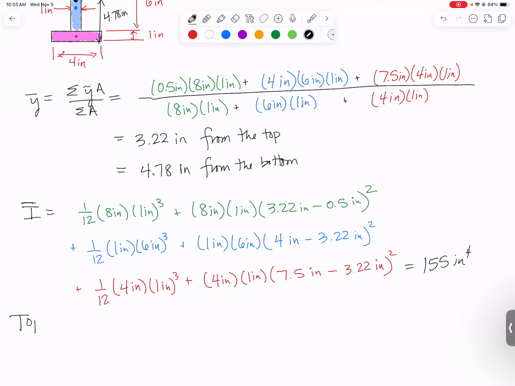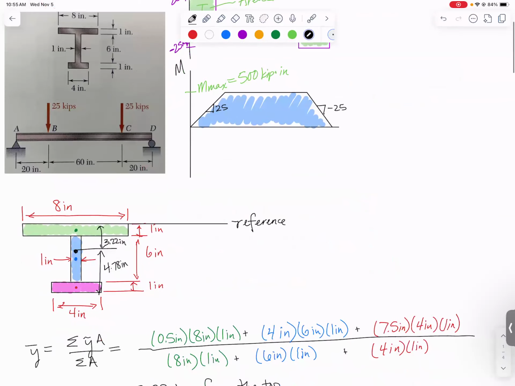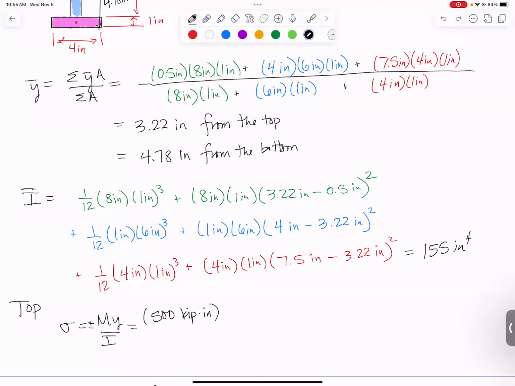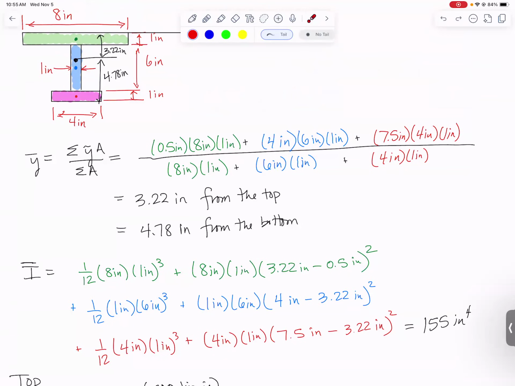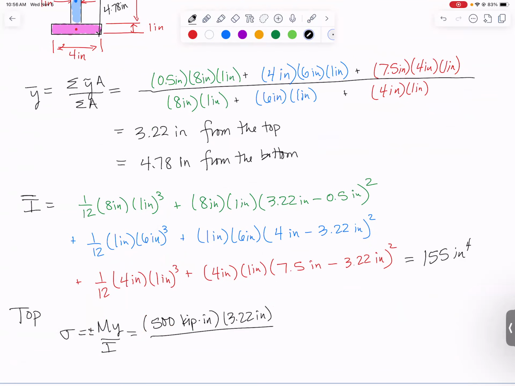If we want to find the stress at the top, our equation is My over I with a plus or minus. We found the moment earlier. The max moment was 500 kip inches. And the y location for the top, remember, we always in this equation are measuring how far we are from the centroid. The stress is 0 at the centroid, so if we want the stress at the top, I need 3.22 inches. And my moment of inertia is 155 inches to the fourth.